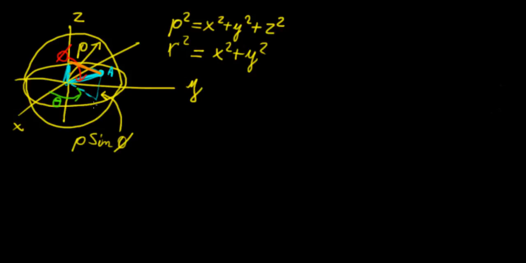So now what we want to do is express both x and y in terms of this. If this is the radius projection on the xy plane, then we need to multiply this by some rotation here. So x is going to be the projection of this quantity with respect to the x-axis, which is going to be the cosine of theta.